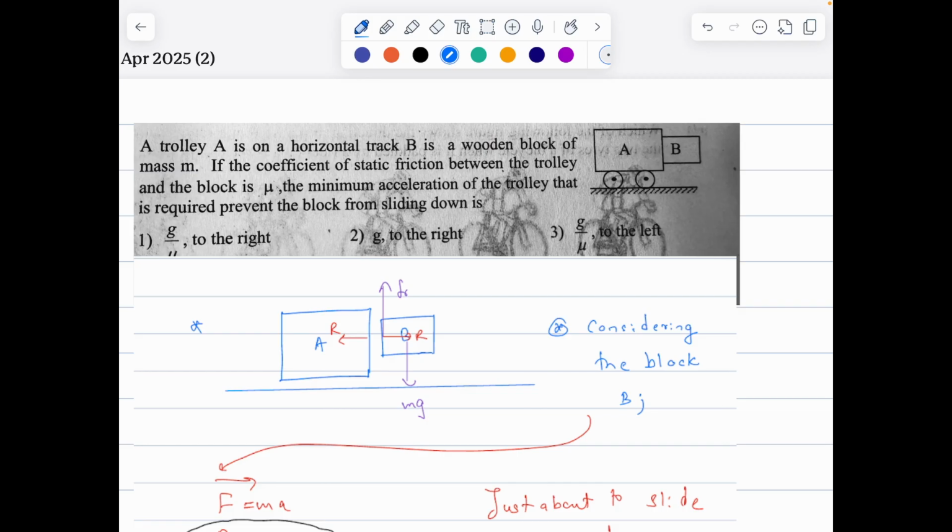Right, a trolley A is on a horizontal track. B is a wooden block of mass m. If the coefficient of static friction between the trolley and the block is mu, the minimum acceleration of the trolley that is required to prevent the block from sliding down is. This is a very simple question. What you have to do first is to draw a free body diagram.